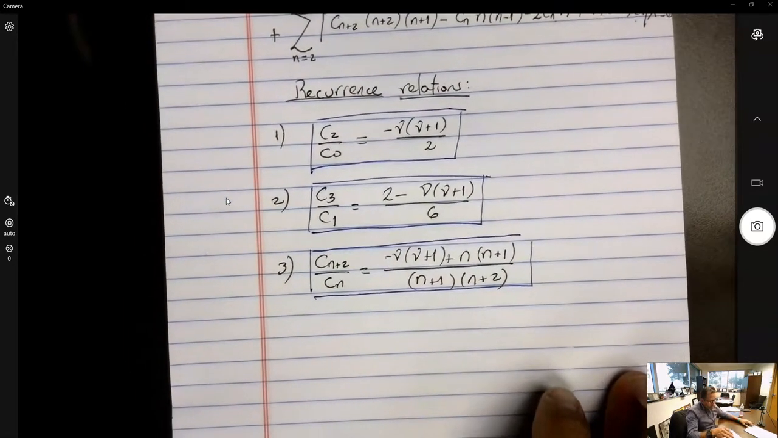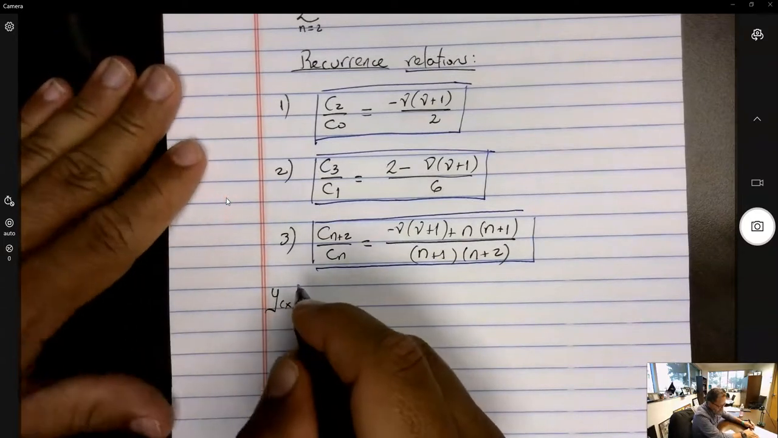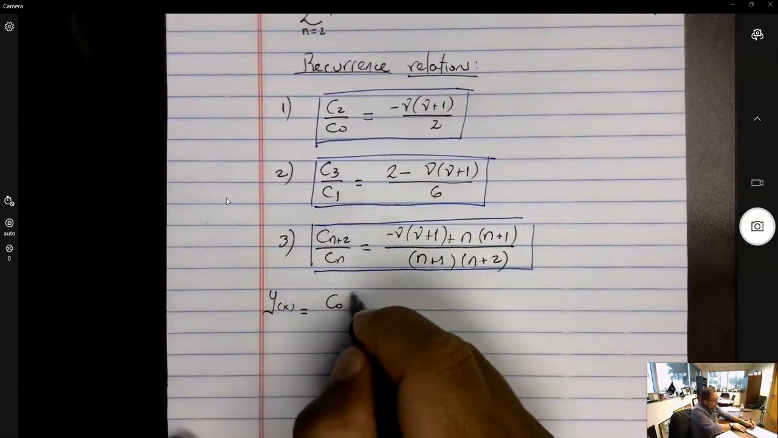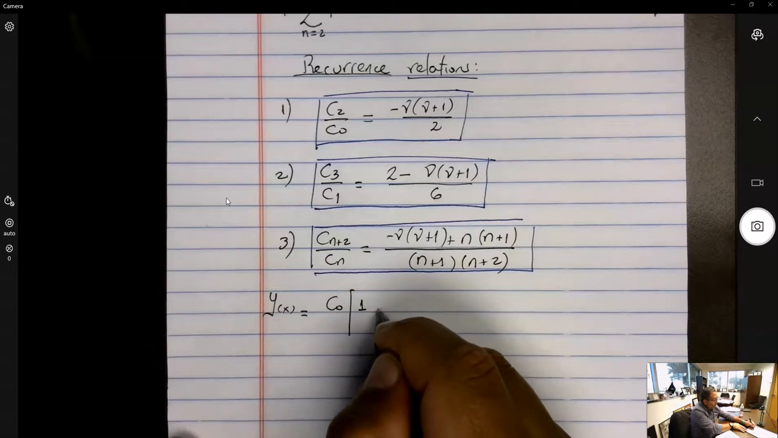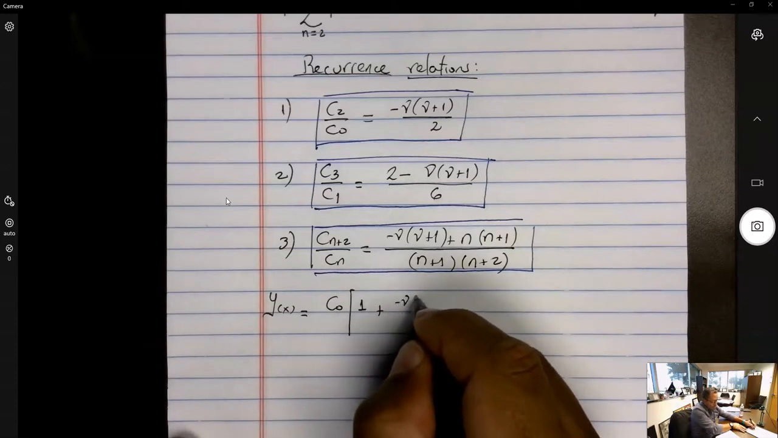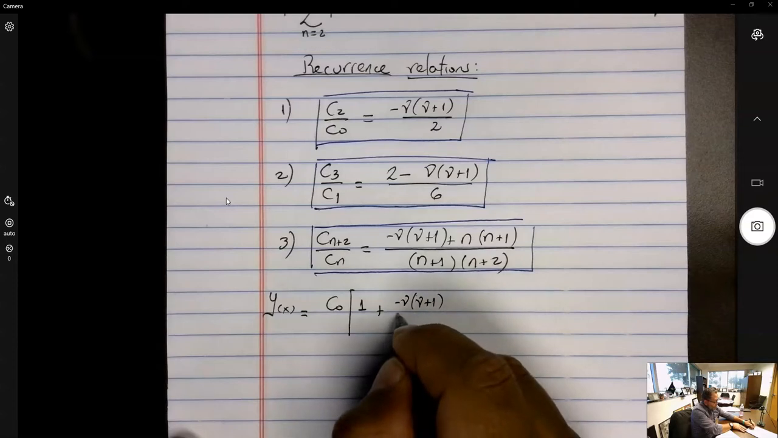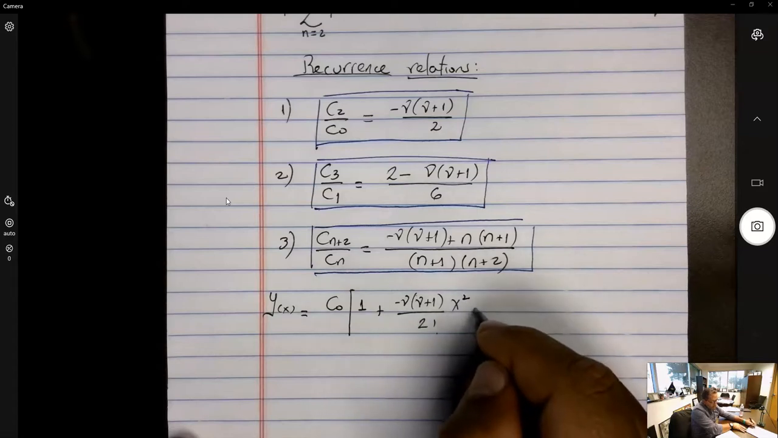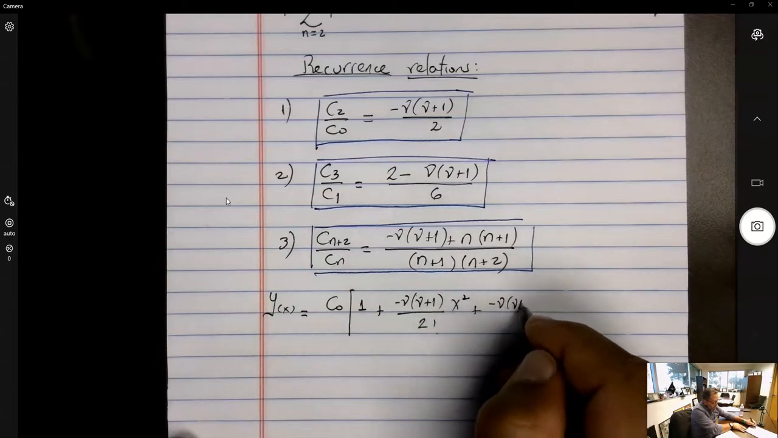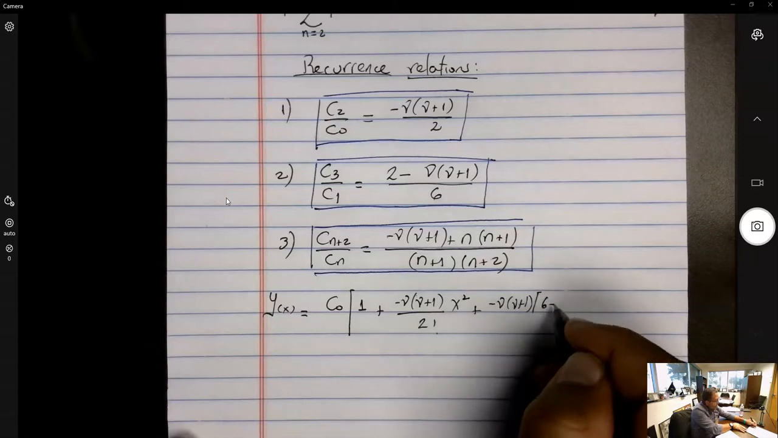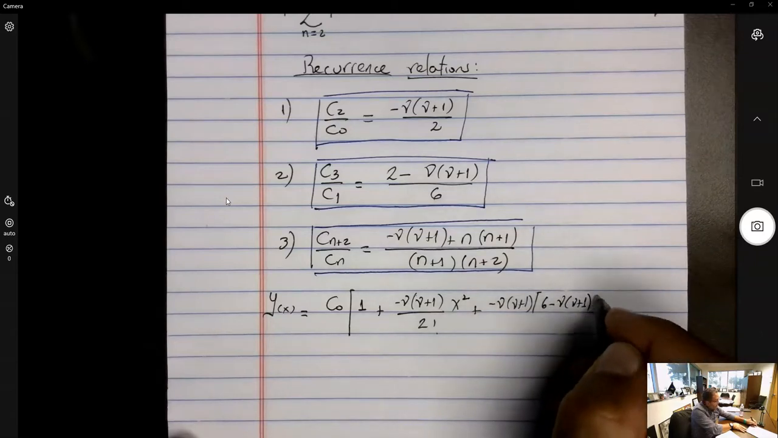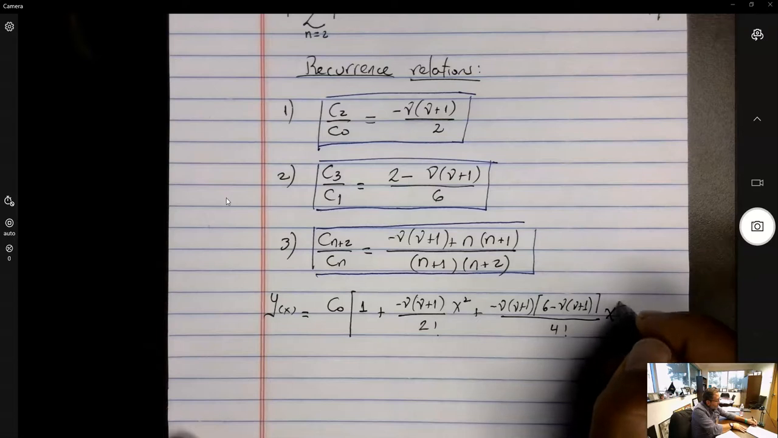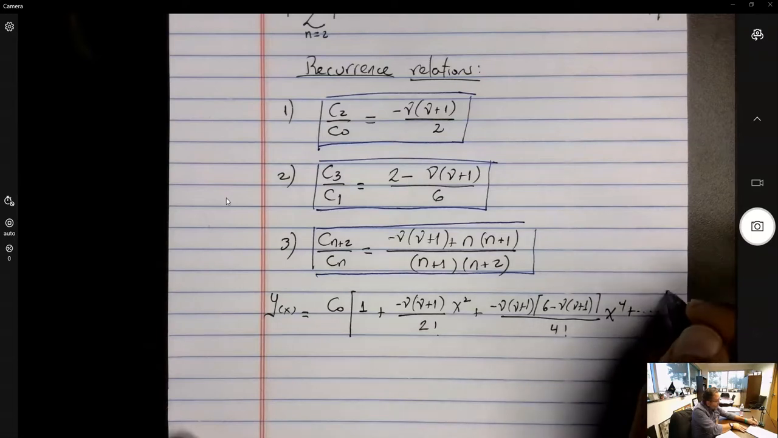So basically, the solution y of x can be written in terms of C0 and in terms of C1, the same way we wrote the solution of the previous problem. So this will be C0 times [1 plus minus nu times (nu plus 1) divided by 2 factorial times x squared plus minus nu times (nu plus 1) times (6 minus nu times (nu plus 1)) divided by 4 factorial times x to the 4 plus so on and so forth].